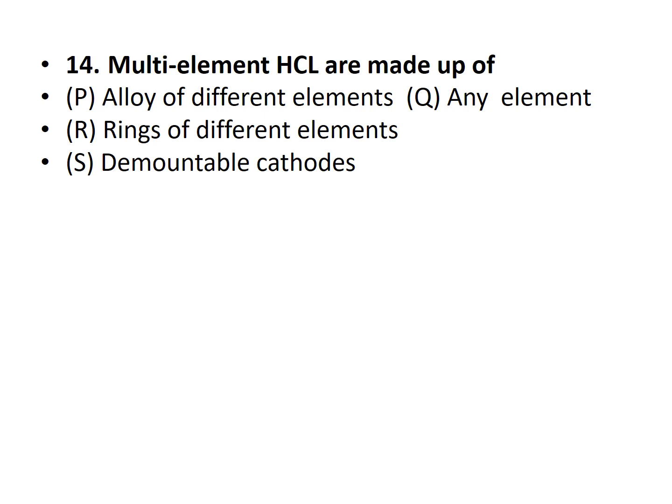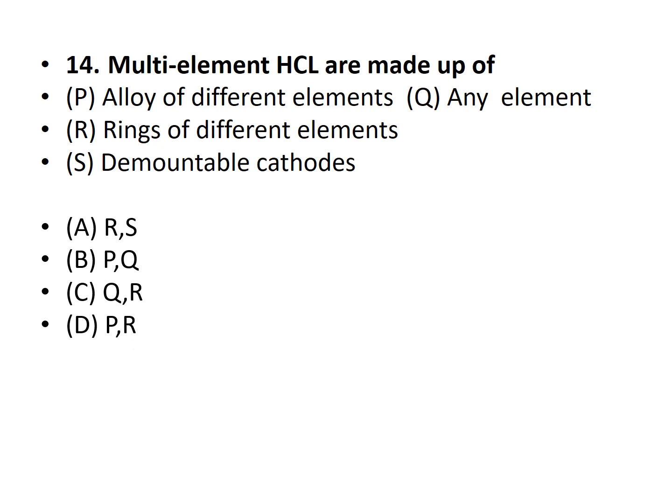Multi-element hollow cathode lamps are made up of P, alloy of different elements, Q, any element, R, rings of different elements, while S is demountable cathode. So these two options, P and R, alloys of different elements or rings of different elements, may use both of these two. So let's see the options. PR seems to be the right option, which is D. So D is the right answer.